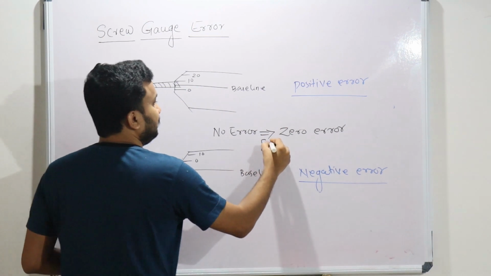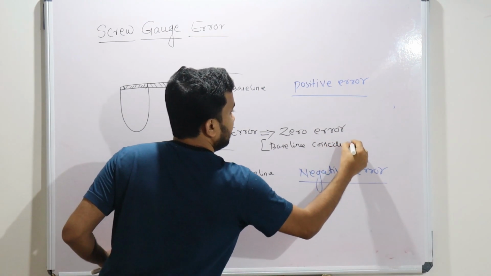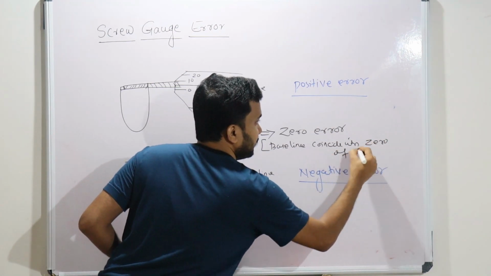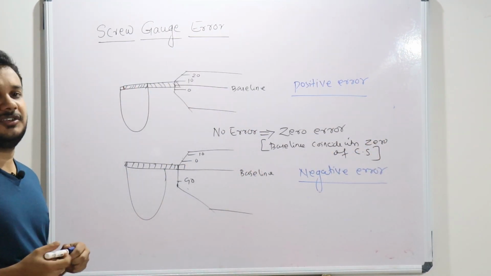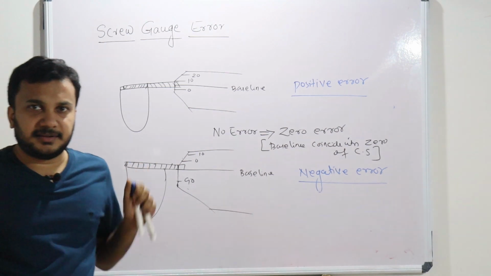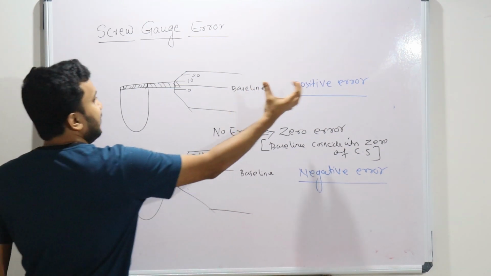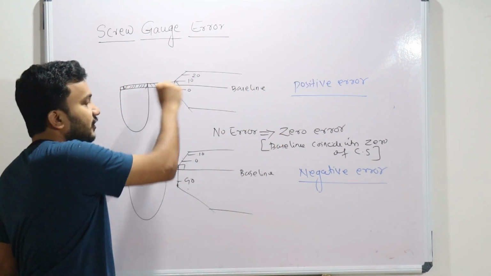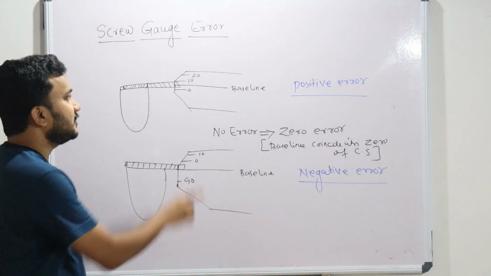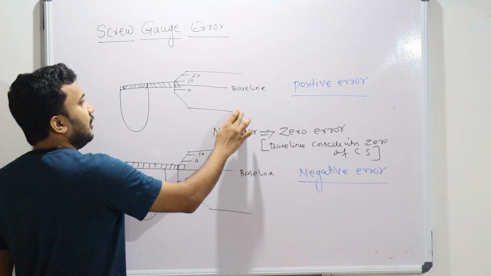What this means is the baseline coincides with the zero of the circular scale. Then it is called zero error. Sometimes if you tighten it and you see the zero is not reaching the baseline, the zero is below the baseline, then that is called positive error. You always count from zero upwards, so you have some extra here. Then this screw gauge is not the correct screw gauge. It will have some defect or problem. That is called positive error.